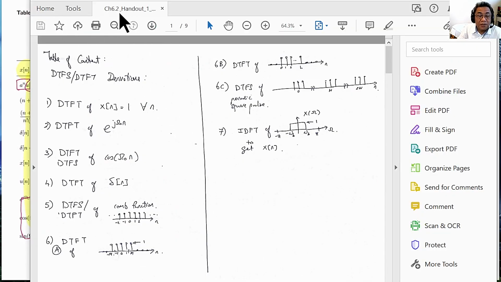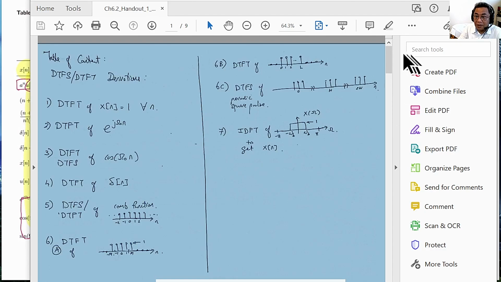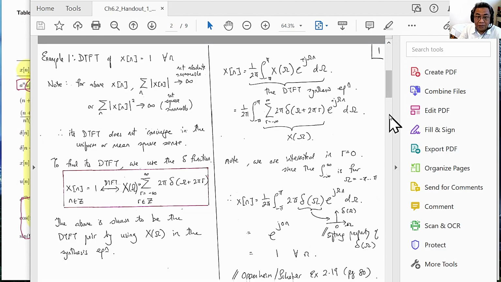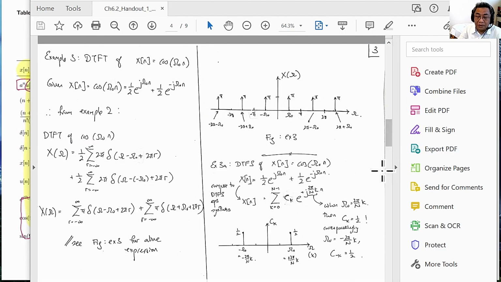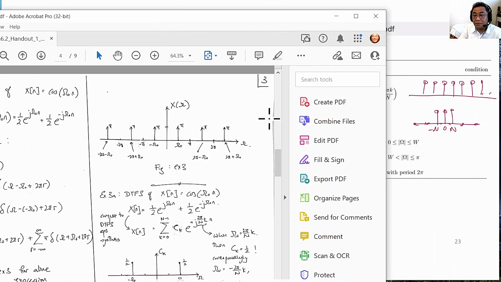So go to chapter 6.2 handout 1. You'll see that I have derived the DTFT of these 7 functions for you, and please go ahead and take a look at how I derive them. I will not go through this in great detail in the recordings. Instead, I provided you with a detailed handout as well as a list of videos by other lecturers online that you can watch to see the derivation.